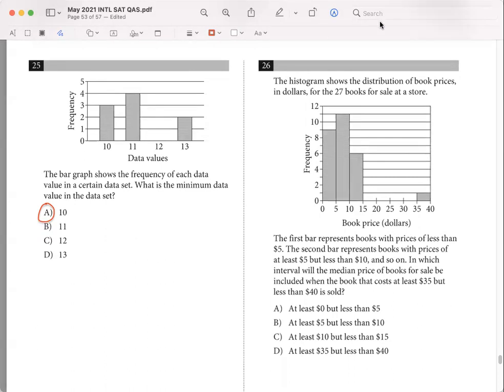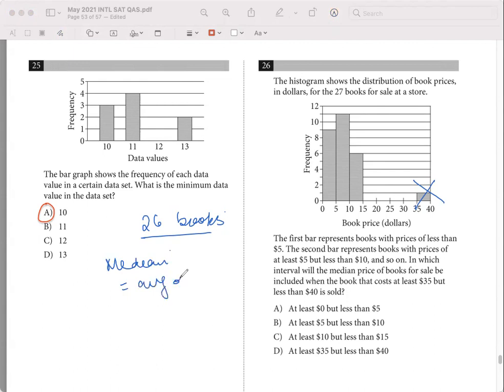So I'm not including this data, right? So this data is not included. So then I'm left with 26 books. For 26 books, the median would be the average of the 13th and 14th items, right? So this is 9, this is 11, and this is 6, right? So the 13th and 14th items will be between 5 and 10. And so the median would be at least 5 but less than 10.